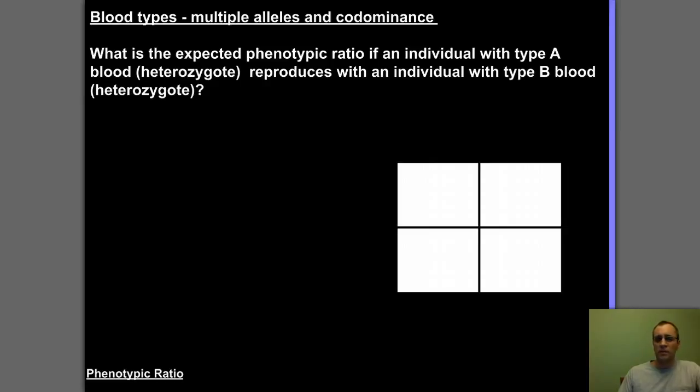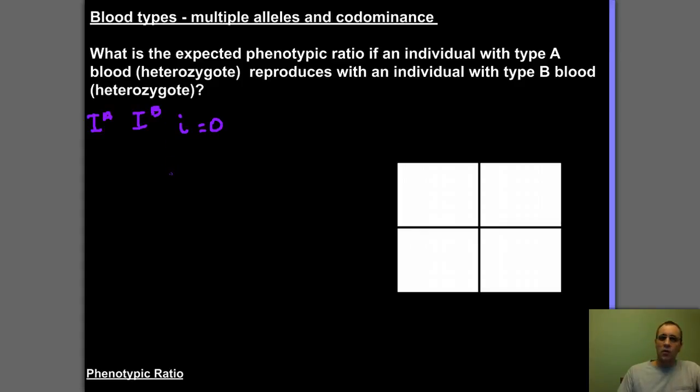Okay, what is the expected phenotypic ratio if an individual with type A blood that's heterozygous reproduces with an individual with type B blood that's heterozygous? Now we have some symbols here. This represents a type A allele, this represents a type B allele, and this represents type O. Okay, and we use these symbols because type A and B are codominant. They're both expressed in a heterozygote. Okay, and type O is recessive. So we show a small i for the recessive type.